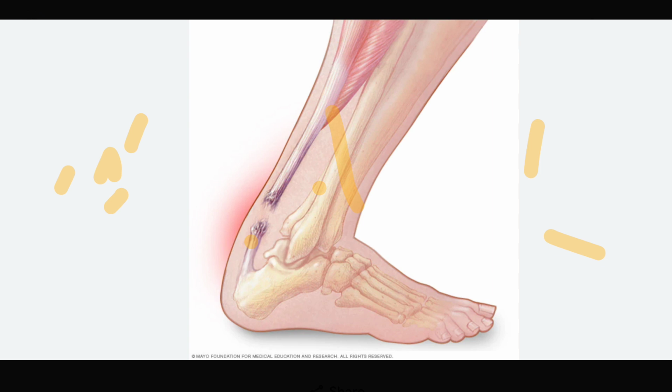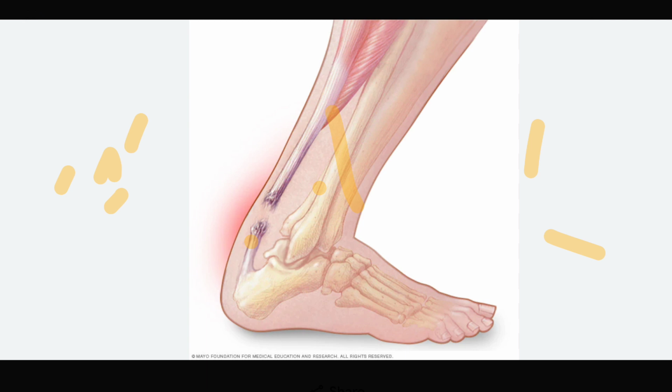Myerson classification: type 1 defect 1 to 2 cm long, end-to-end repair and posterior compartment fasciotomy. Type 2 defect 2 to 5 cm, VY lengthening with or without tendon transfer. Type 3 defect more than 5 cm, tendon transfer alone or combined with VY advancement and augmentation.